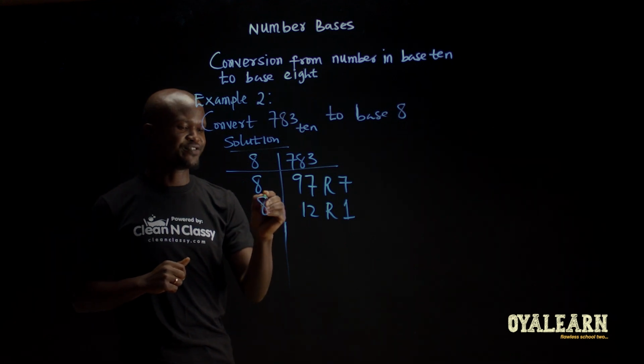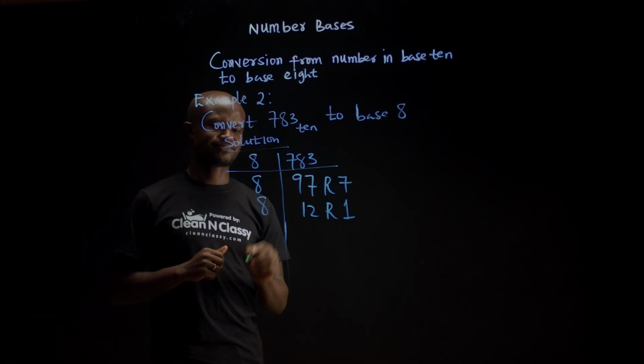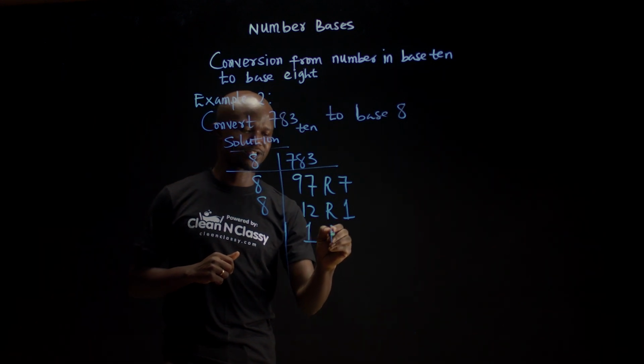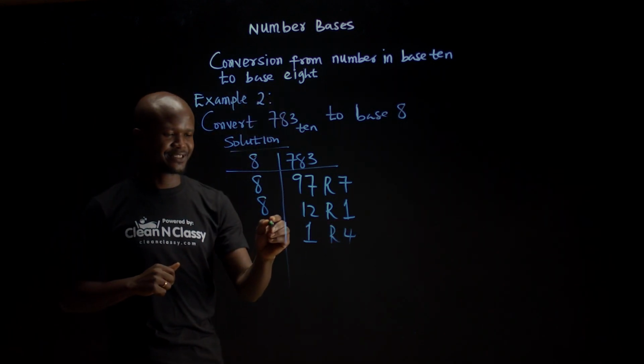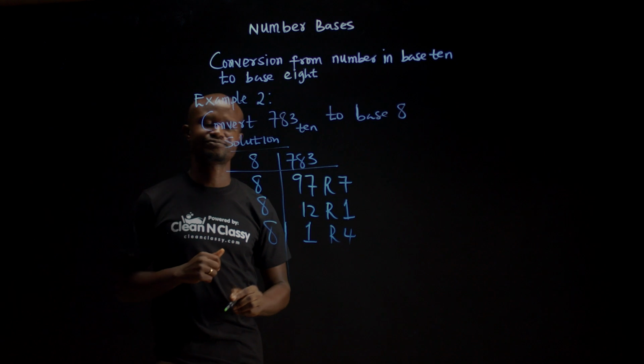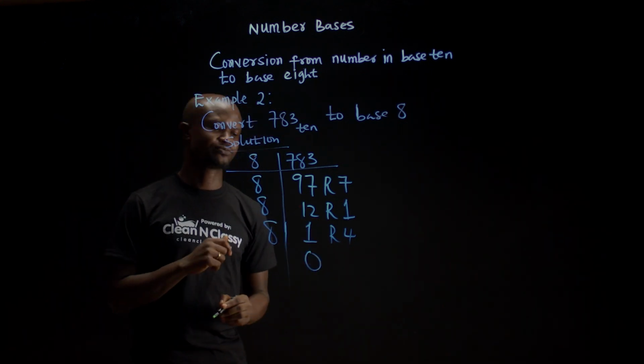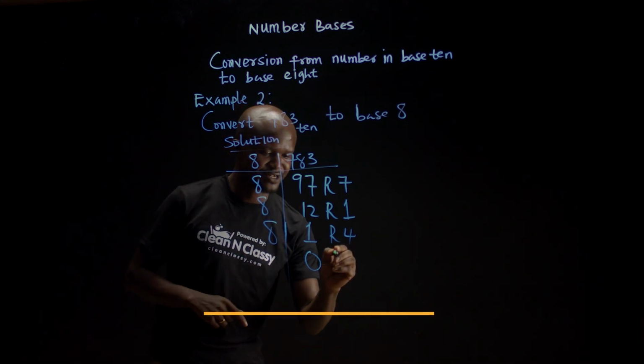Then, we divide by 8 again. 12 divided by 8, what do we have? 1. Remainder what? 4. Then we divide by 8. 1 divided by 8, what do we have? 0. Remainder what? Remainder 1.